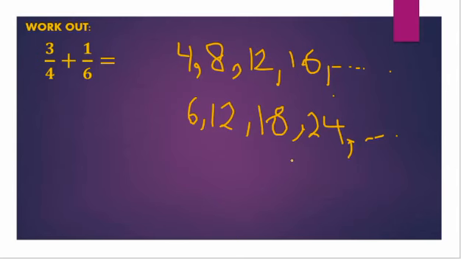Okay, now what is the least common multiple between the two numbers, the multiples of 4 and the multiples of 6? As we see, 12 is a common multiple and the least common multiple between them. So we have to change 4 into 12 and 6 also into 12 by multiplying 4 by 3 and 6 by 2.